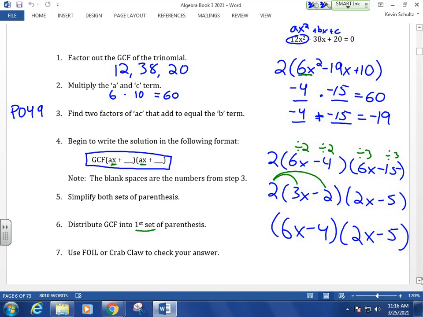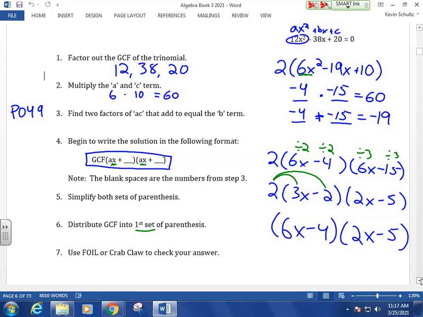Brent? I had the 6x squared minus 15 before the minus 4, and I got a different one. Would that be okay? We'll come back to that. Okay? So, this being our final answer now, we can use FOIL, crab claw, or box to check it.